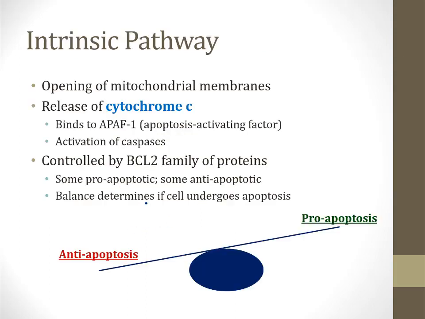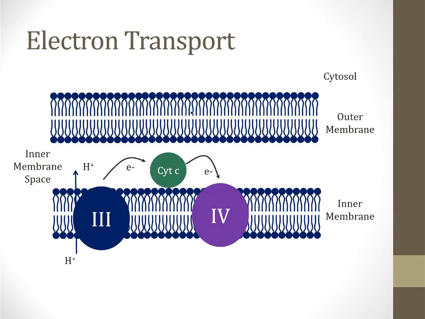Let's talk about the intrinsic pathway first. This pathway begins with opening of pores in the mitochondrial membranes, and when they open, they allow cytochrome C to release into the cytoplasm. By way of review, here's a slide from the biochemistry video on electron transport, and cytochrome C participates in electron transport by transporting electrons from complex 3 to complex 4. It's also used as a trigger for apoptosis when cytochrome C is released into the cytosol.